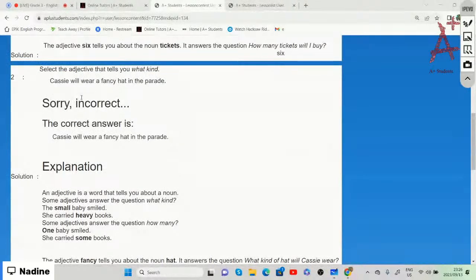Cassie will wear a fancy hat in the parade. We need to select the adjective that tells us what kind. If we look at our sentence, what is the adjective that tells us what kind? Cassie will wear a fancy hat in the parade. We need to select the adjective that describes what kind.